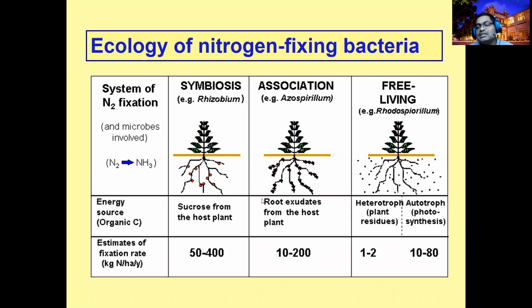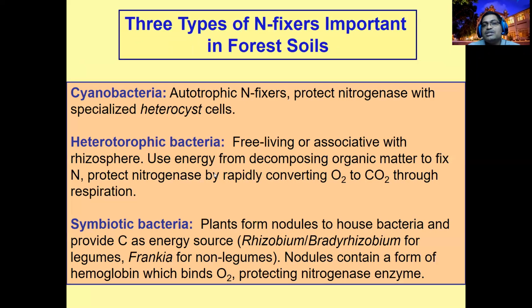So if these three types of organisms can be utilized in agricultural land, then we need not use this industrial ammonia, right? In this forthcoming section, we are going to study symbiotic nitrogen fixation in the legumes.